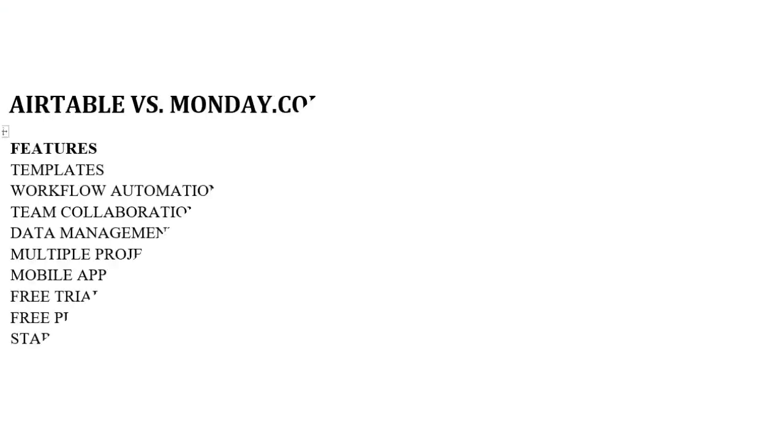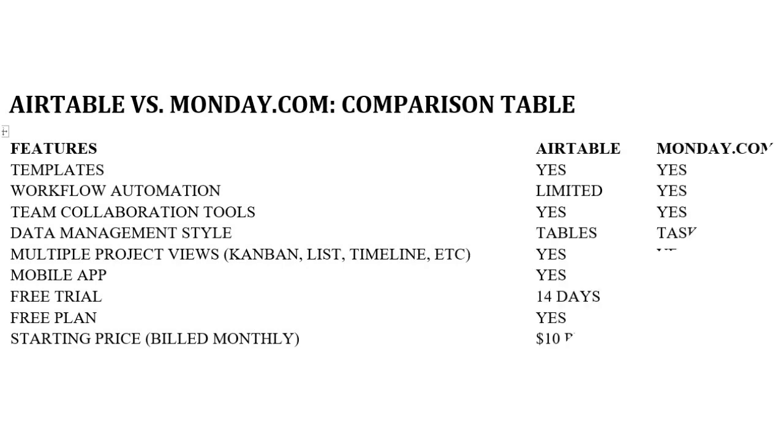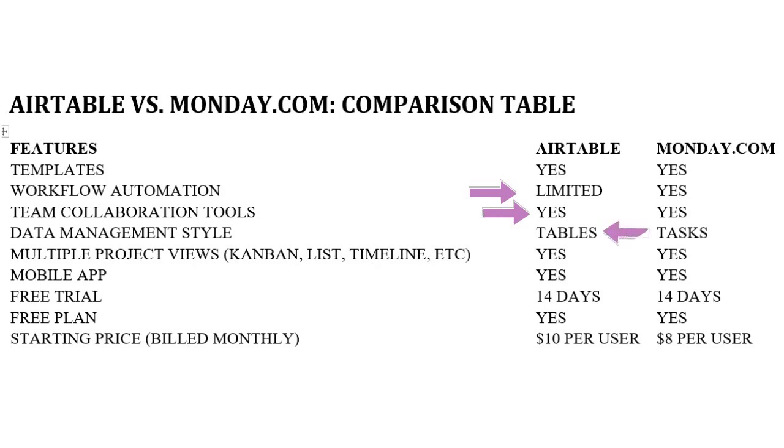Let's quickly analyze the features you have within Monday.com versus Airtable. Both have templates, of course. You have workflow automation on Monday.com; in Airtable, it's pretty limited. You have team collaboration tools in both. For data management style, you have tables in Airtable and tasks in Monday.com. Multiple project views, Kanban, list, timelines, yes, in both tools. You have a mobile app, of course.